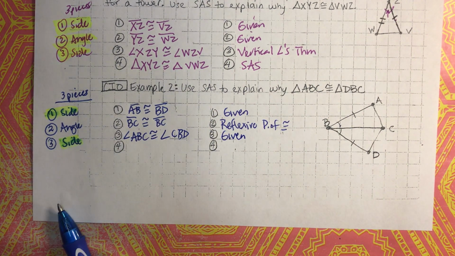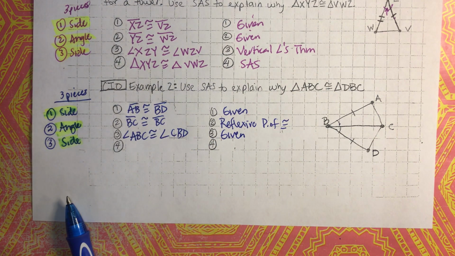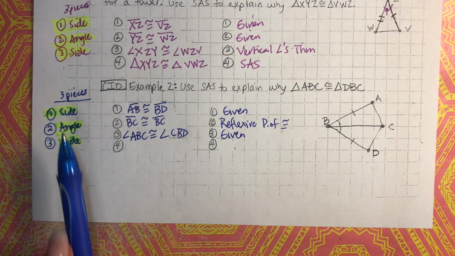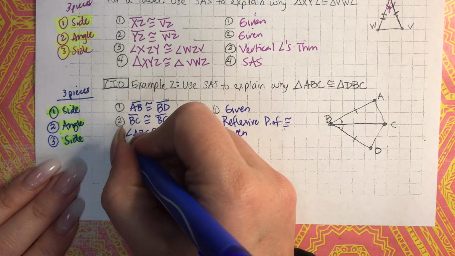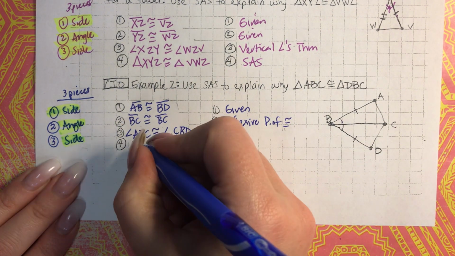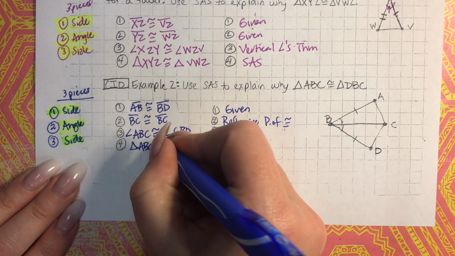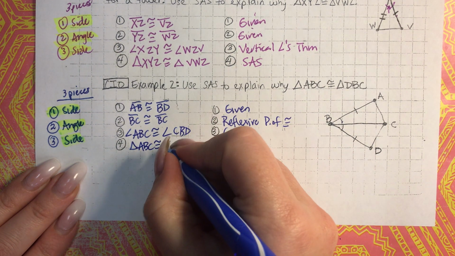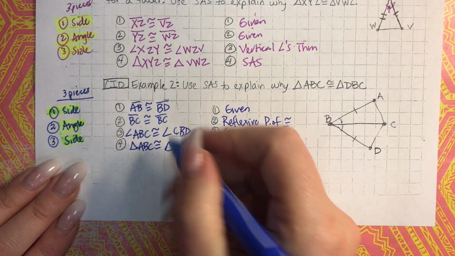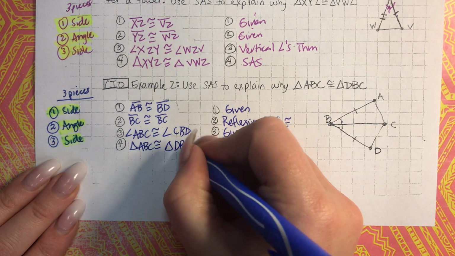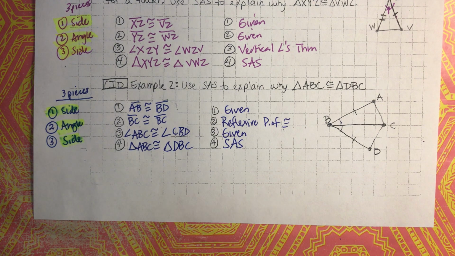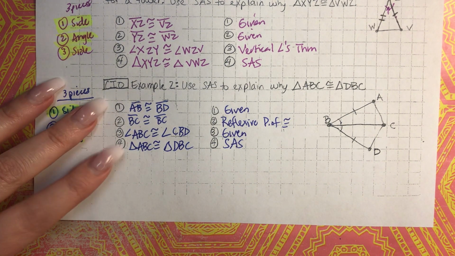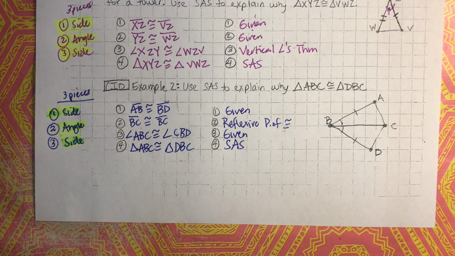And then we have our angles. So we have our side angle side, which are the three pieces of information that we need to say that these two triangles are congruent. So I'm going to say triangle ABC is congruent to triangle, and I'm just looking at this statement here, DBC, because of side angle side. Those are some sassy pair of triangles. So that's it for example 2. If you got all that right, great job, and I'll see you in a little bit for example 3.